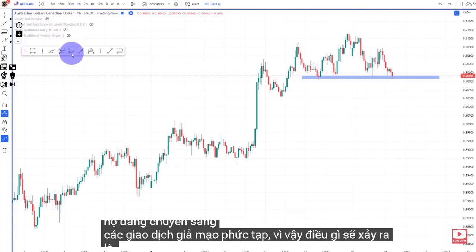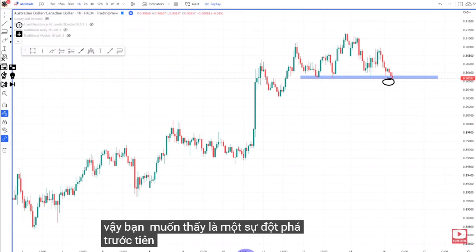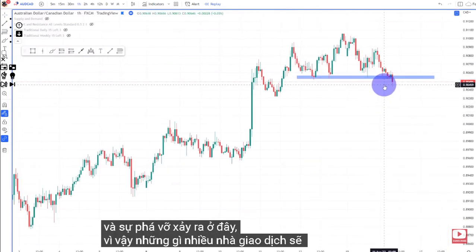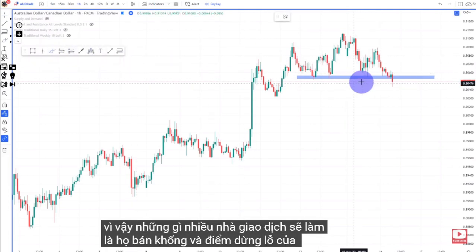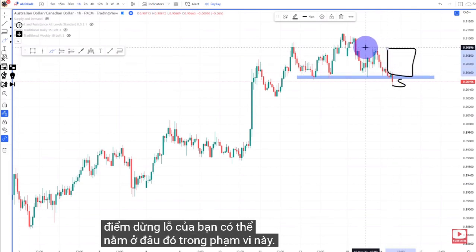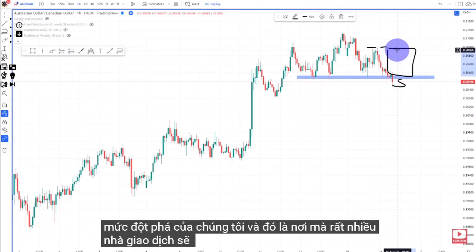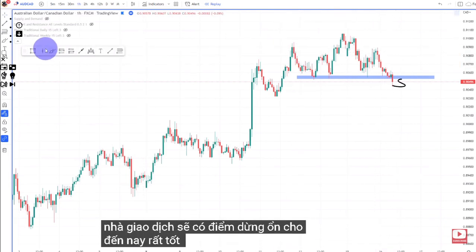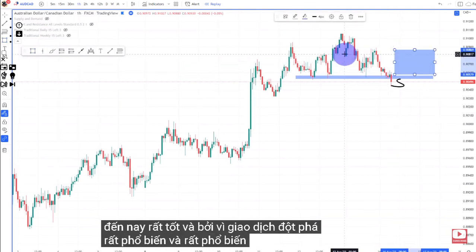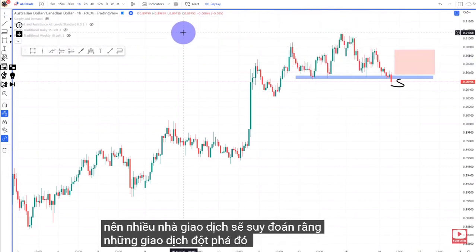So what happens is that a lot of traders will go short here. What you want to see is a breakout first. And the breakout occurs here, all right? So a lot of traders are going to go short. And where will your stop loss be? Your stop loss is probably somewhere in this range, right? We have the last swing point, we have our breakout level, and that is where a lot of traders will have their stops. Okay, so far so good. And because breakout trading is so common and so popular, a lot of traders will speculate that those breakout trades will fail.